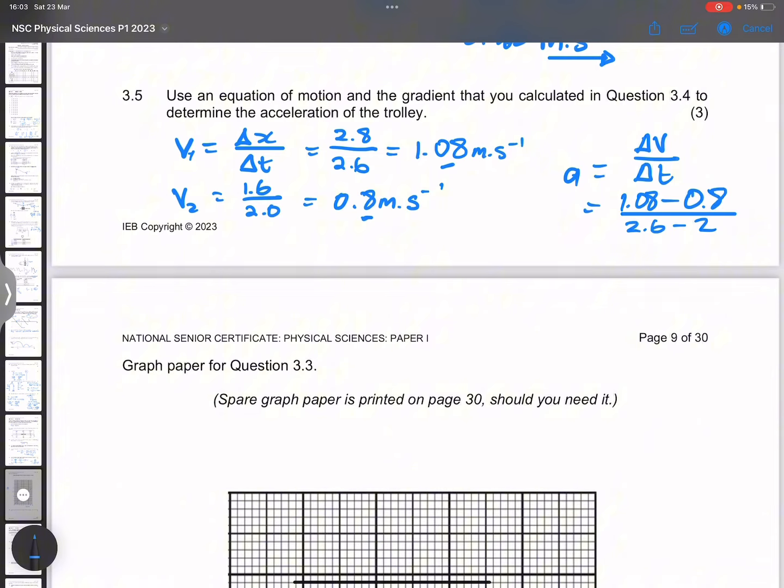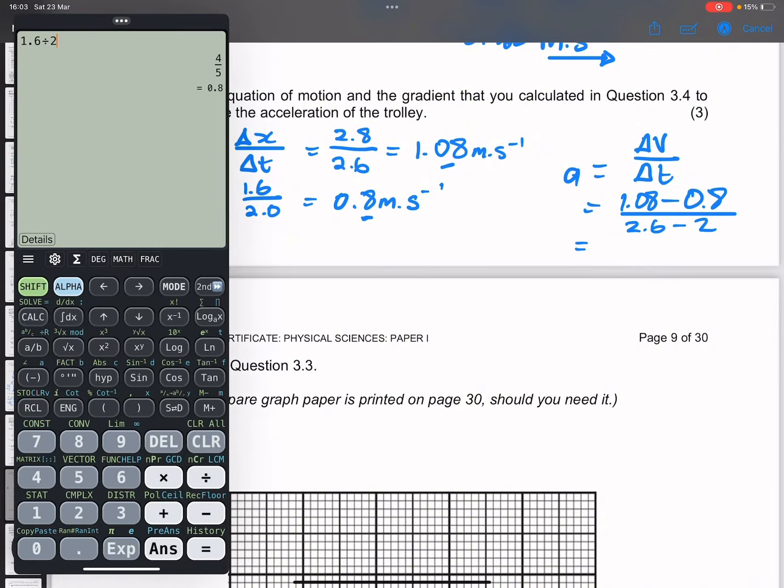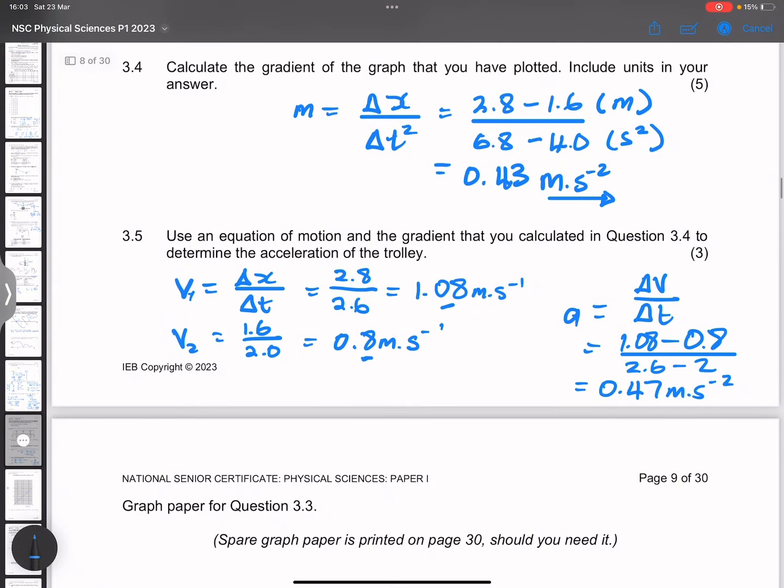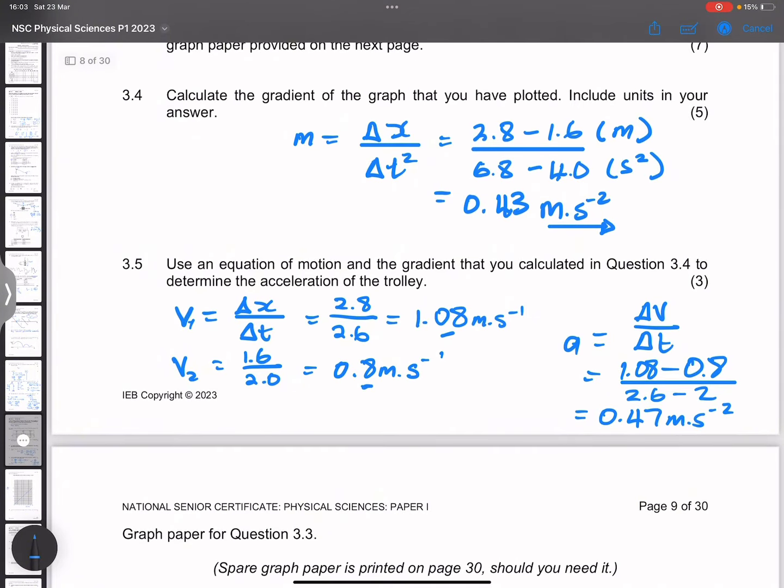Okay, so let's calculate. So I've got 1.08 minus 0.8, divided by 2.6 minus 2. Okay, I get 0.47, so 0.47 meters per second squared. And you can see, ladies and gents, how those are very close to each other, right? In terms of the one that we calculated versus the one that we actually derived from the graph.